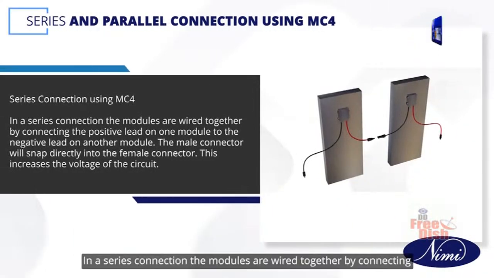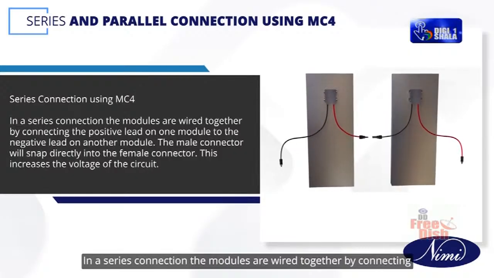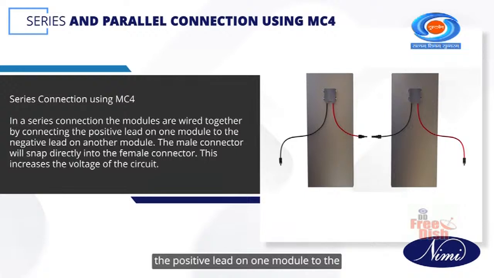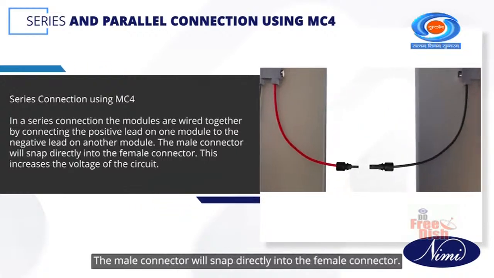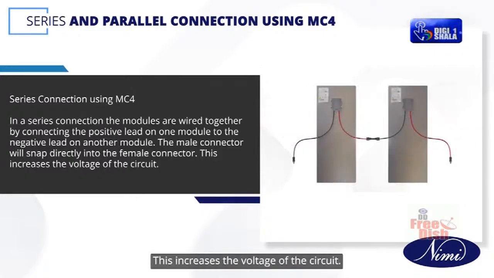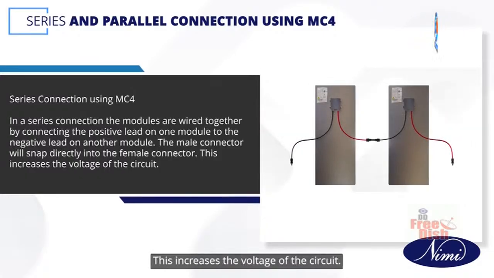In a series connection, the modules are wired together by connecting the positive lead on one module to the negative lead on another module. The male connector will snap directly into the female connector. This increases the voltage of the circuit.